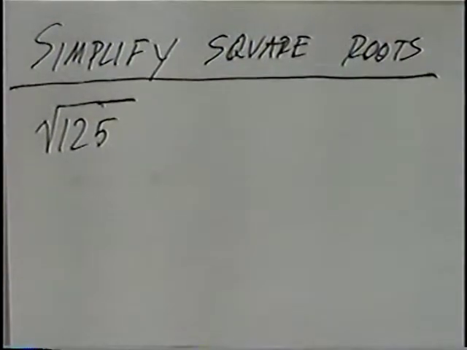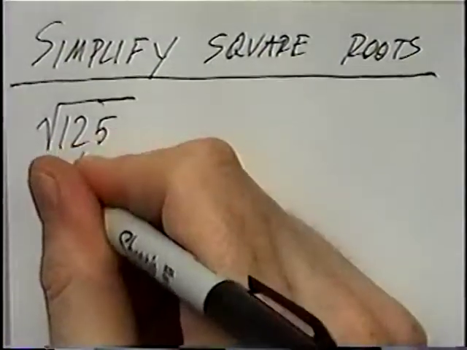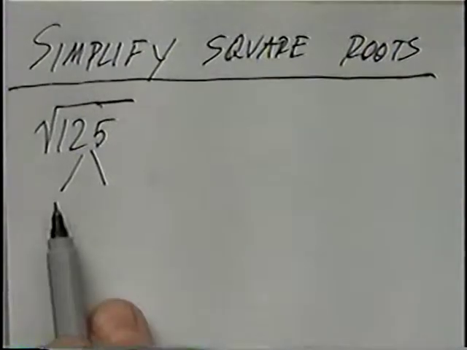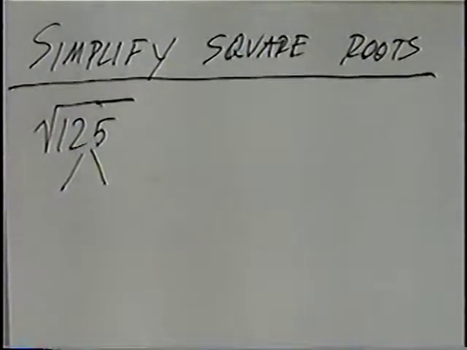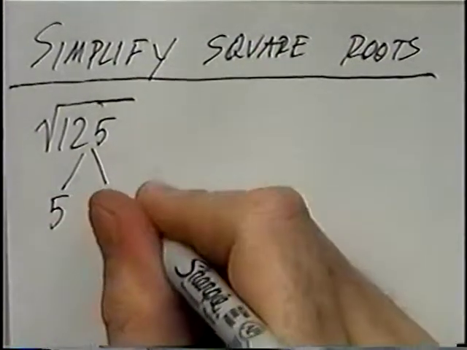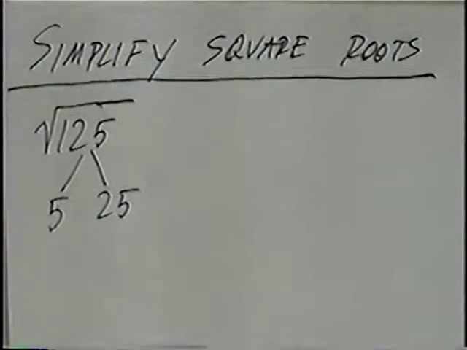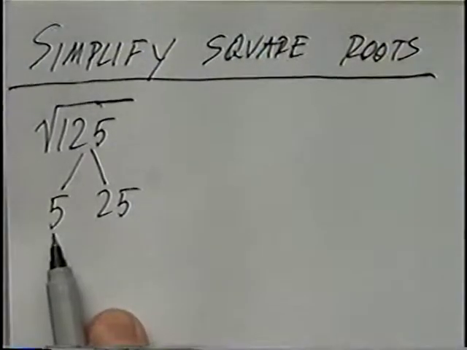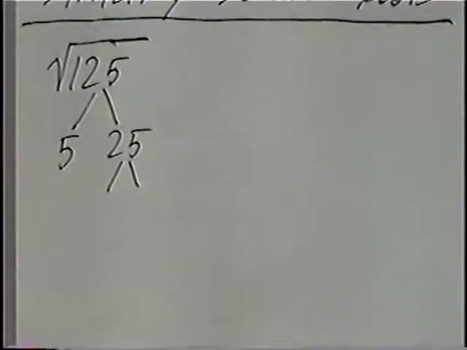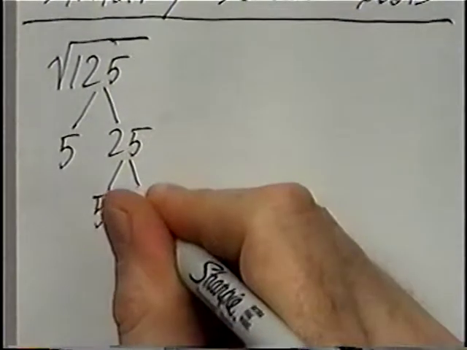Simplifying a square root, there is no single number times itself that equals 125. So to simplify the square root, we can do a factor tree. With a factor tree, we'll pick two numbers that multiply to get 125. Two numbers that multiply to get 125 is 5 times 25. Continuing the factor tree, 5 cannot be factored anymore, but 25 we can factor. 25 would be 5 times 5.